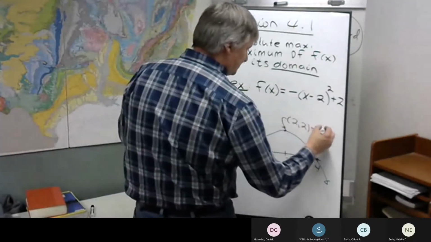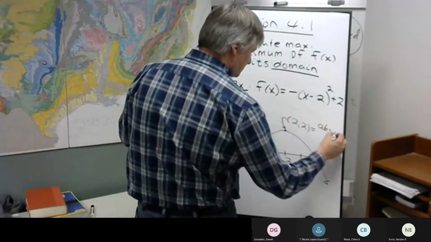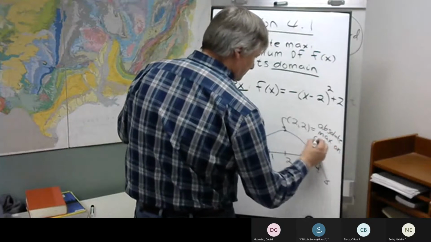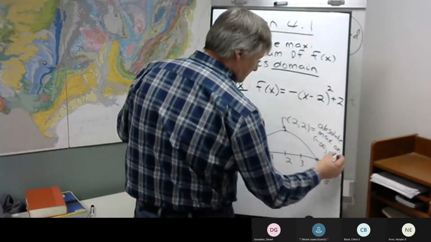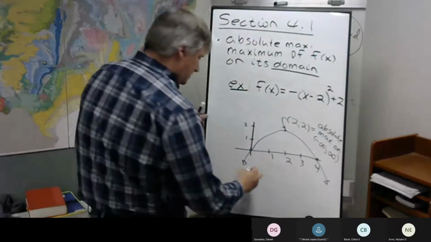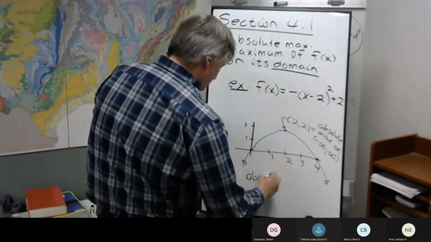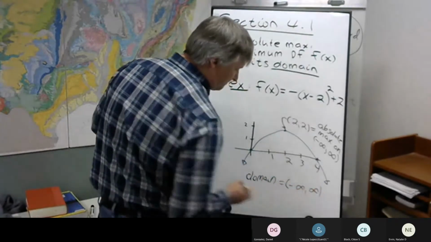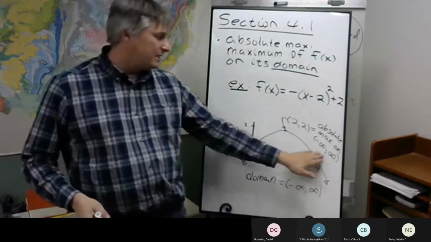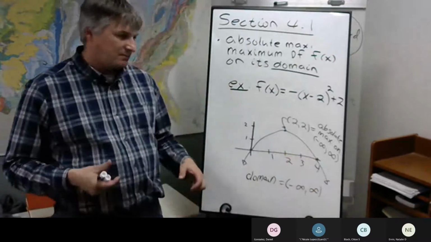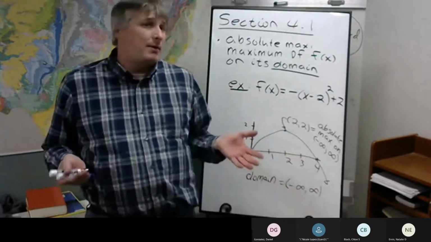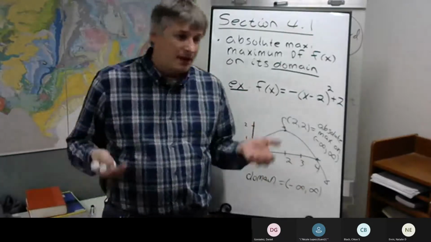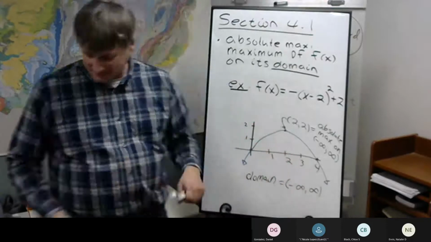So this would be an absolute max. And I'm just going to mention the domain is negative infinity to infinity. Now, sometimes your domain might not be something like this. It might be a subset of this. And you could still talk about an absolute max, because on that entire domain, if you have your highest point, that highest point would be the absolute max.